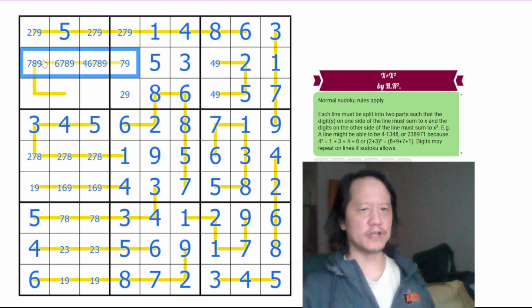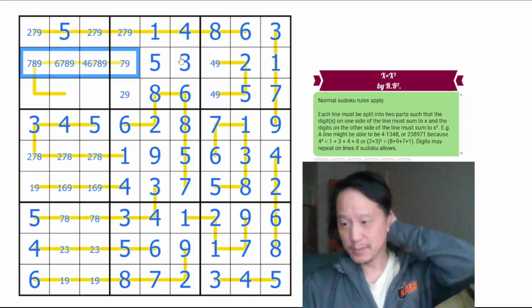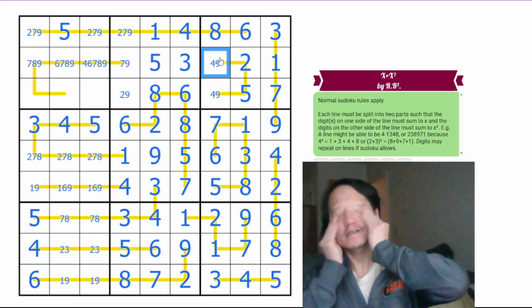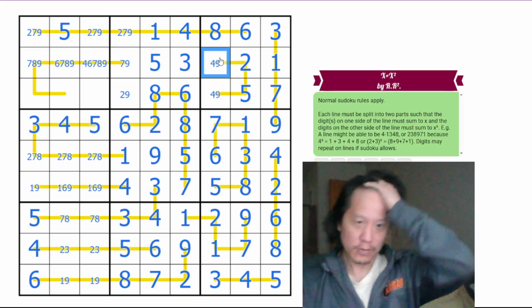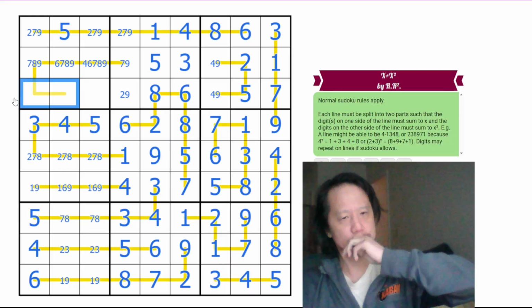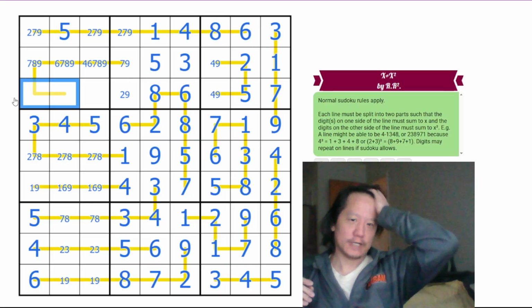Again, 6, 7, and 8 is guaranteed here. That's 21. Plus 9 would be 30. So then this would have to add up to 12. Which it could be with 3 and 9 only.